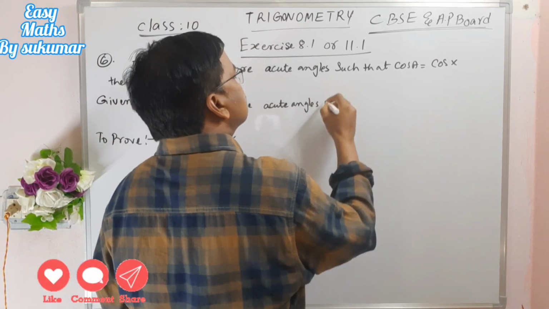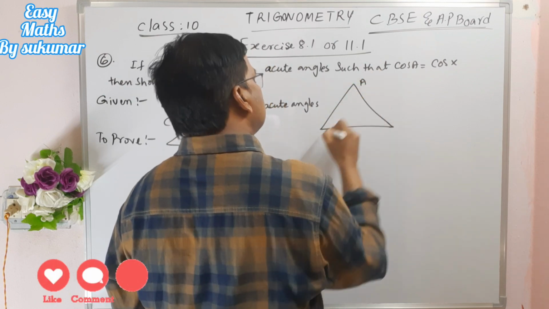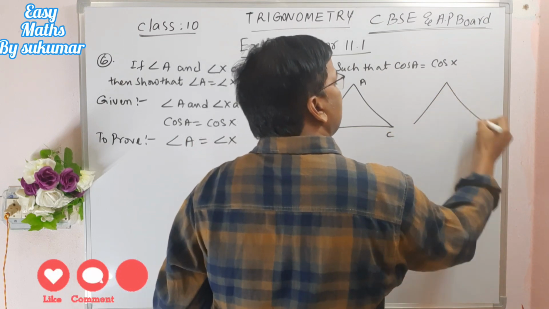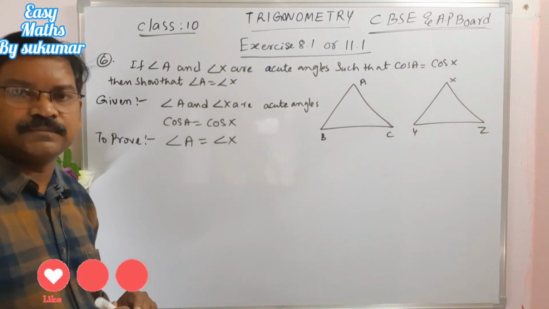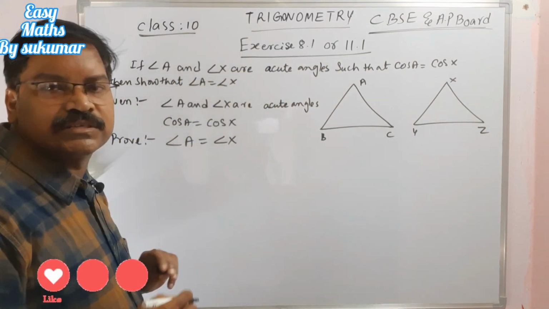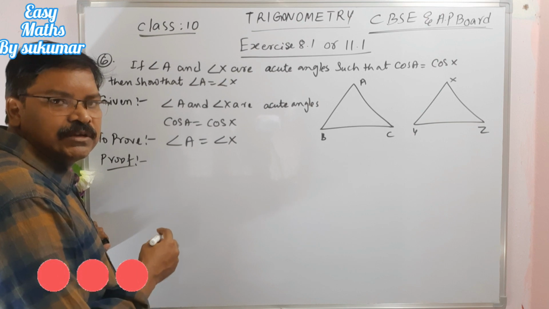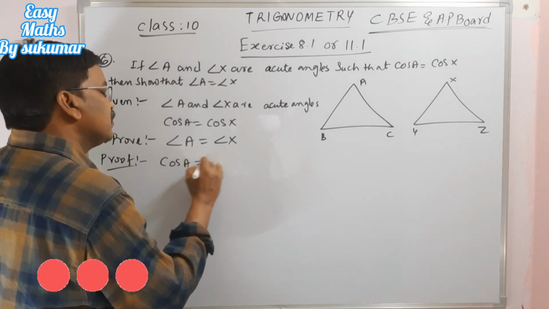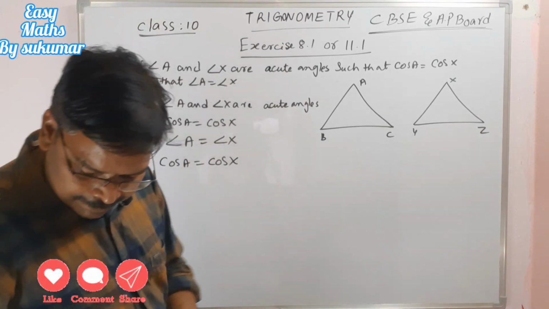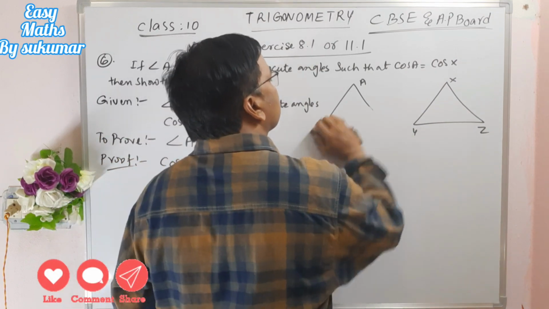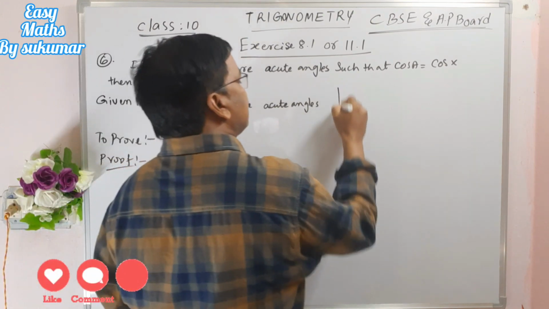Okay. See, my dear students, let us take the two triangles here. One is ABC and the other is XYZ. Here what is given? Cos A and cos X are equal. That means in the proof we start with what is given in the statement. Cos A and cos X are given equal here. See, my dear students, take the right angle triangles.